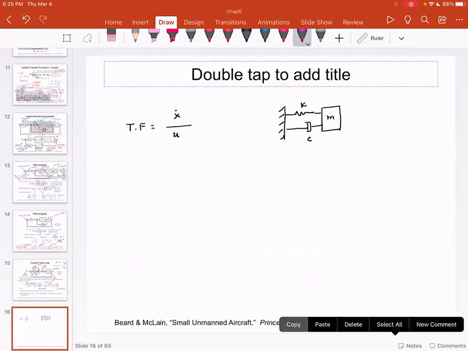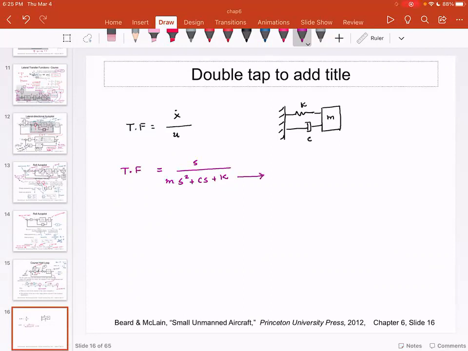Since my transfer function is between x dot and u, I can write this transfer function as s divided by ms square plus cs plus k. So this is how the transfer function is going to look. Now in this transfer function, you have some poles. If you equate ms square plus cs plus k to zero, you get the poles. If you equate the numerator to zero, you will note s equal to zero is a zero.